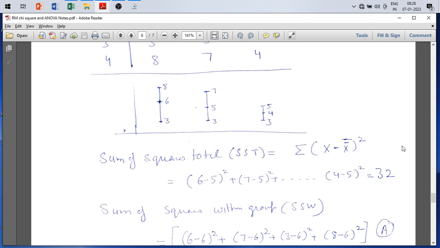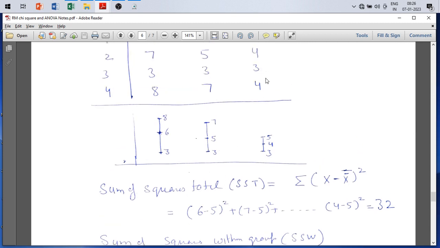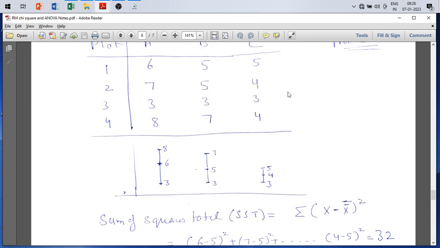You already know we calculate this sum of squares when we have to calculate the variance. If we divide this by the degrees of freedom, we get the variance. So it turns out to be 32 here. That is the sum of squares total. We have considered all the data here.